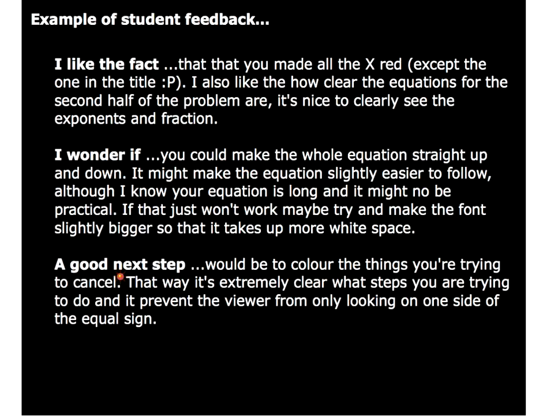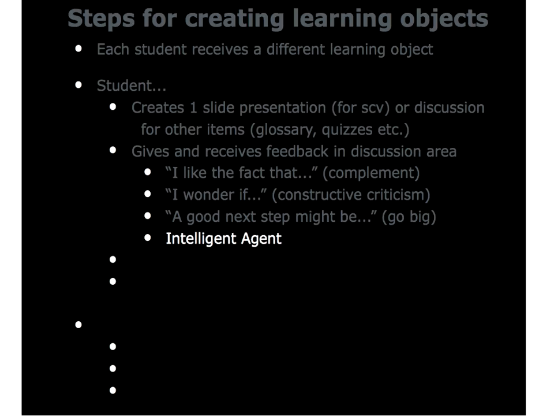I wonder if you can make the whole equation straight up and down. It might be easier to follow. And the next step would be to color the things you're trying to cancel. So this is more science stuff. At the end, when you're doing the fractions and canceling, color in the crossouts. So this is an example of the feedback students give.